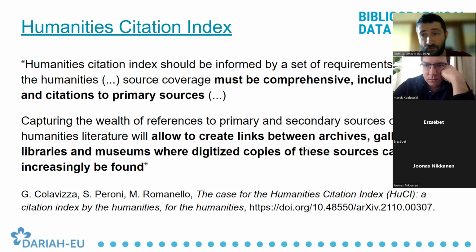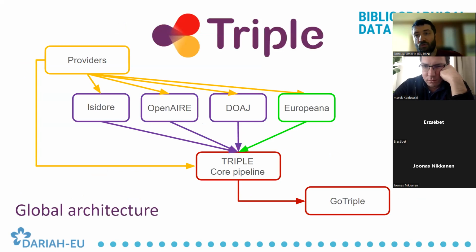You can click on the link at the top of the slide and read their paper, where they argue that we cannot think about Humanities Citation Index without references to cultural objects, without references to primary sources. And we need to consciously target those sources when we try to make our understanding of research output in the humanities richer.